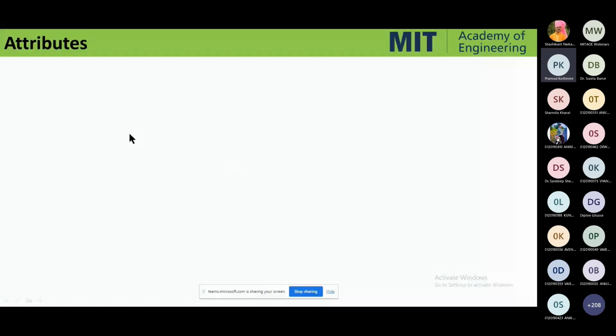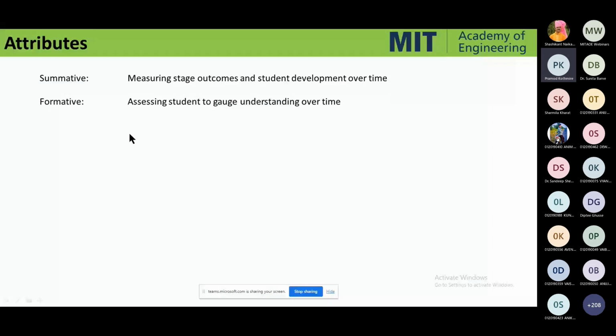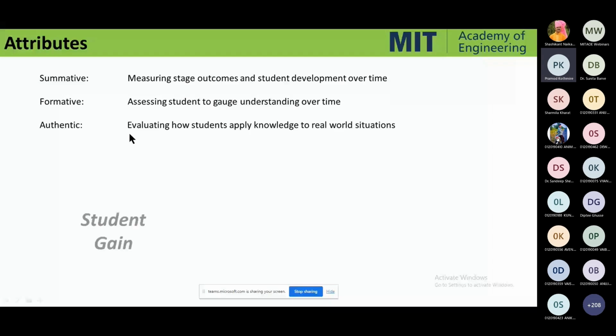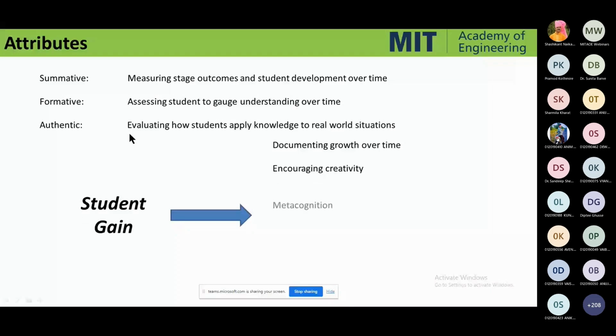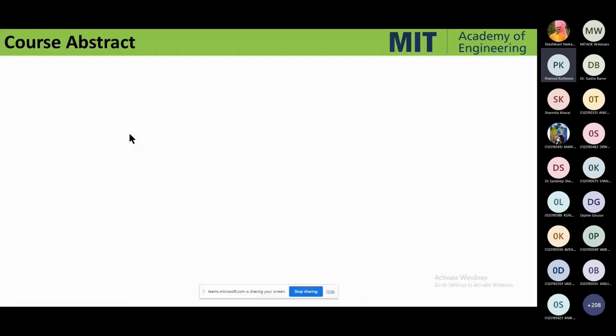The assessment I have told you is summative and formative, and the different gains you will have will help you present more effectively while working with the corporate industries.